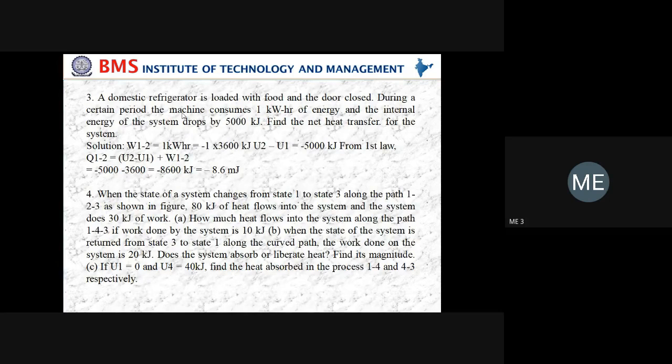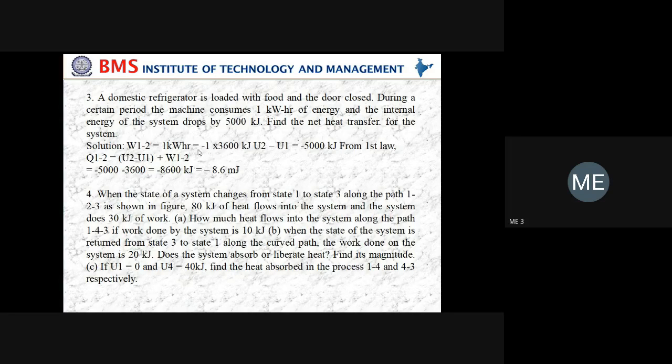You see the third problem. A domestic refrigerator is loaded with food and the door is closed. During a certain period, the machine consumes 1 kilowatt hour of energy and the internal energy of the system drops by 5,000 kilojoules. Find the net heat transfer for the system. So, solution is W1 to 2, that is the work done equals 1 kilowatt hour.